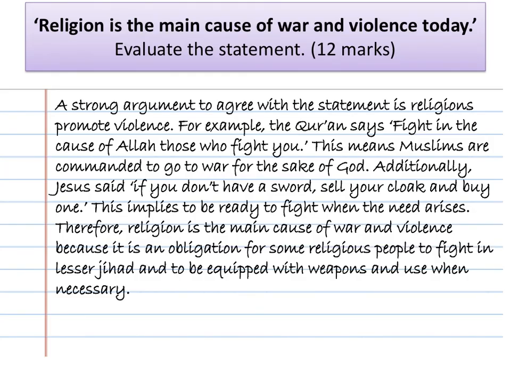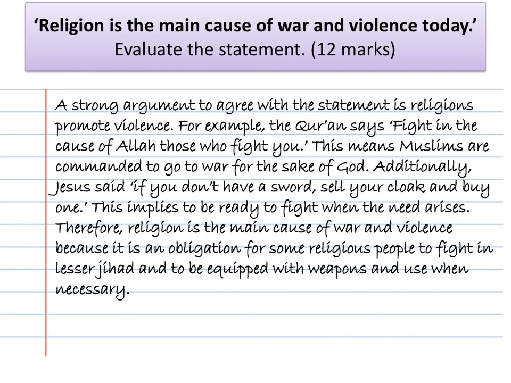Here's a potential model answer that could use some of the same ideas that you have in yours. Pay special attention to the structure that's being used here and how clear it is what each one of the teachings means and why it links to the question. Remember that the question is, religion is the main cause of war and violence today. A strong argument to agree with the statement is religions promote violence. For example, the Quran says, "Fight in the cause of Allah those who fight you." This means that Muslims are commanded to go to war for the sake of God.